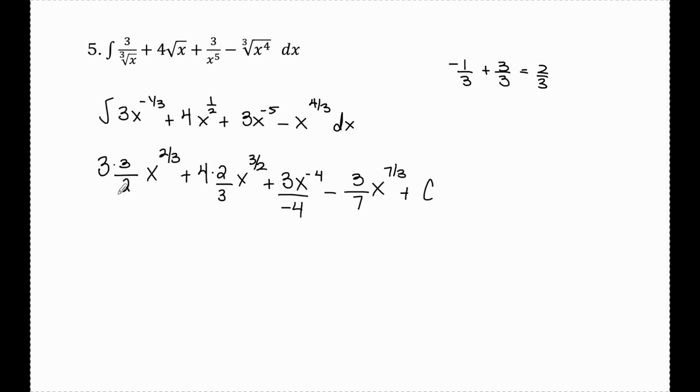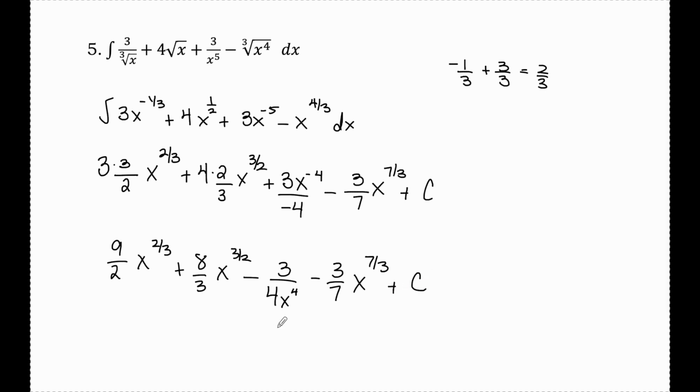I'm going to clean this up, multiply out some of these fractions, and make sure that I write all positive exponents in my final line. So my final answer here, I'm going to have 9/2 x to the 2/3, plus 4 times 2, so I have 8/3 x to the 3/2. So I'm going to make this a subtraction sign in between, and I would have 3/4 x to the 4, making this negative exponent positive. And this last term I can just carry down as is, minus 3/7 x to the 7/3 plus c. That is my final answer for number 5.